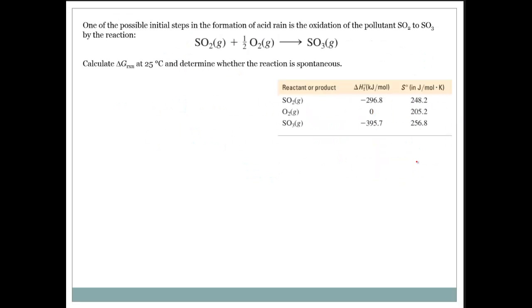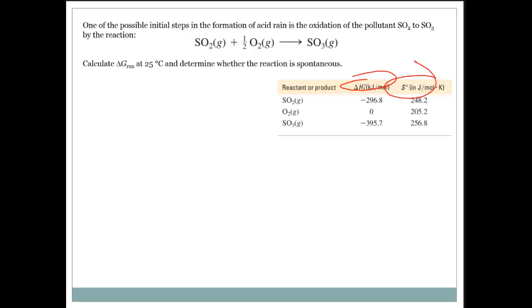We'll try one more, and this one's going to be a little bit more complex because of the fact that we're going through several steps. First of all, we are given the delta H's and delta S's of all the reactants and products here. We're going to have to figure out the overall delta H and the overall delta S before we can figure out Gibbs. Alright, so let's do the delta H first.